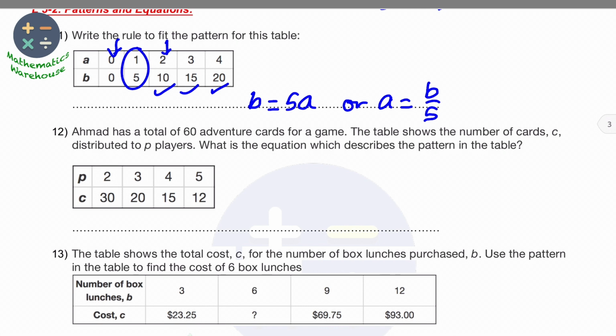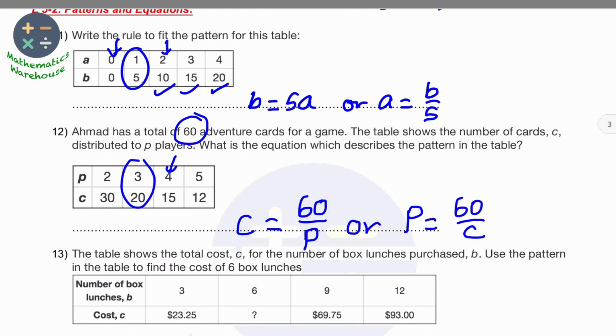If you notice here, he has a total of 60 cards. When there are only 2 persons, each one takes 30. When there are 3 persons, each one takes 20. And when there are 4, each one takes 15. So they are dividing 60 among the number of people. So we can say number of cards equals 60 divided by P. Or we can say also P equals 60 divided by C. Okay, so the answer is C equals 60 divided by P.